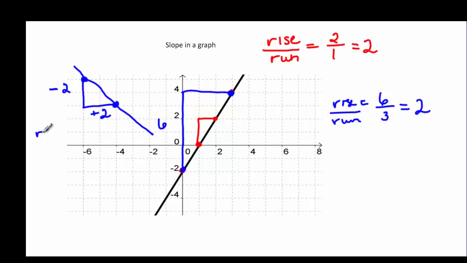So rise over run, in this case, is going to be negative 2 over positive 2, and the slope of that blue line should be negative 1. It's going down, that's why it's a negative slope. Our black line here was going up, and we had a positive slope.